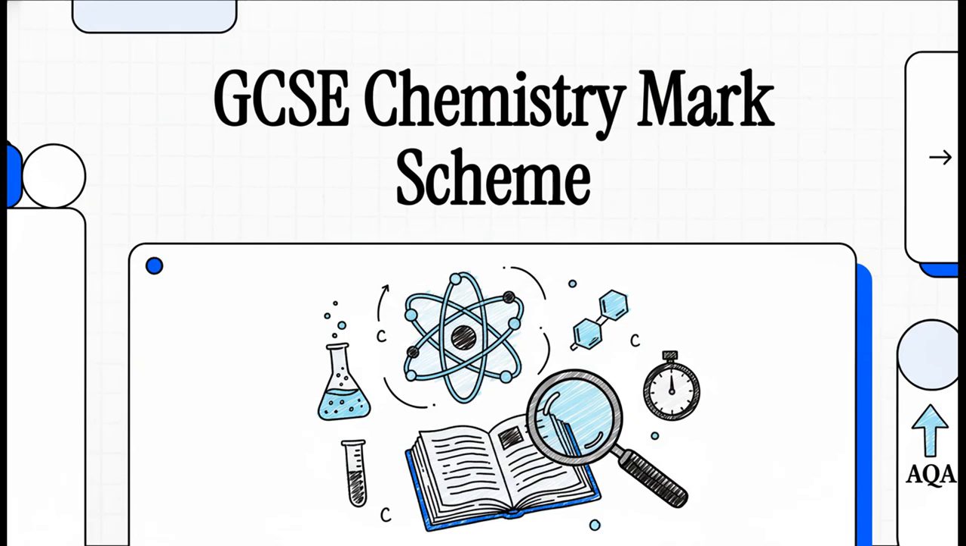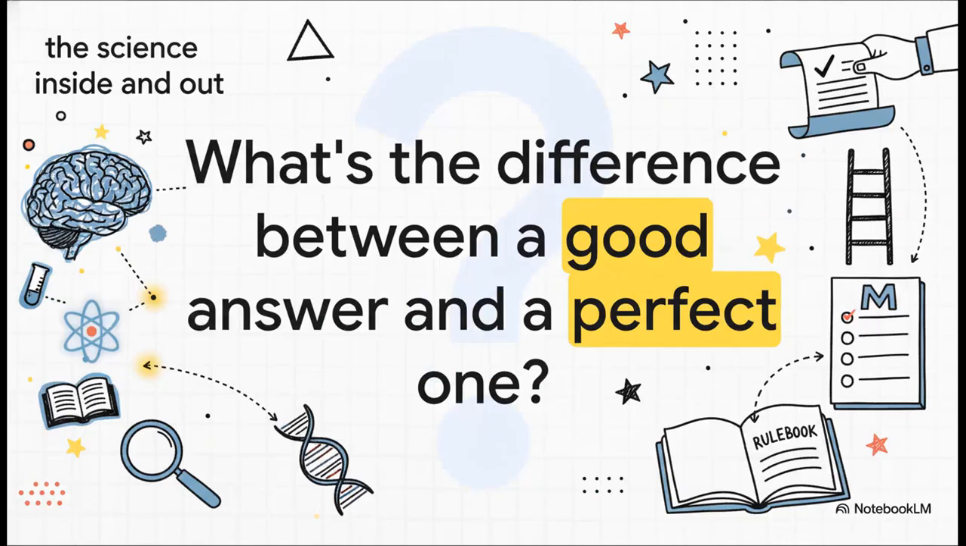All right, welcome. Have you ever had that feeling where you knew you had the right answer, but you just didn't get all the marks? Well, today, we're going to put an end to that. We are going to take an official AQA GCSE Chemistry mark scheme, pull it apart, and figure out exactly what the examiners are looking for. Let's get into it.